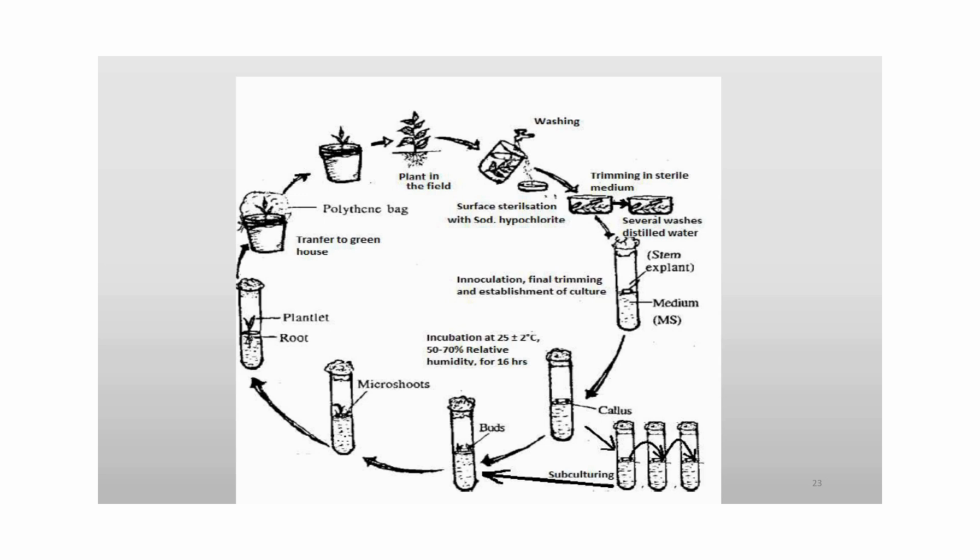You can see the buds are formed, or shoots, micro shoots are formed, and then root development and plantlets, and they can be transferred to the greenhouse and polythene cover, and they can be developed. And the same cycle can be repeated for developing another callus culture.